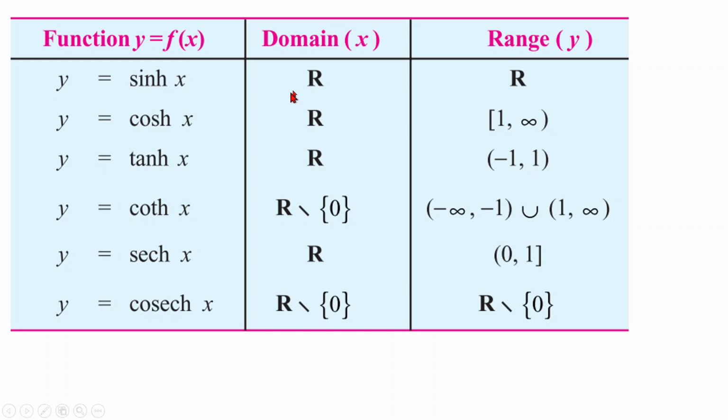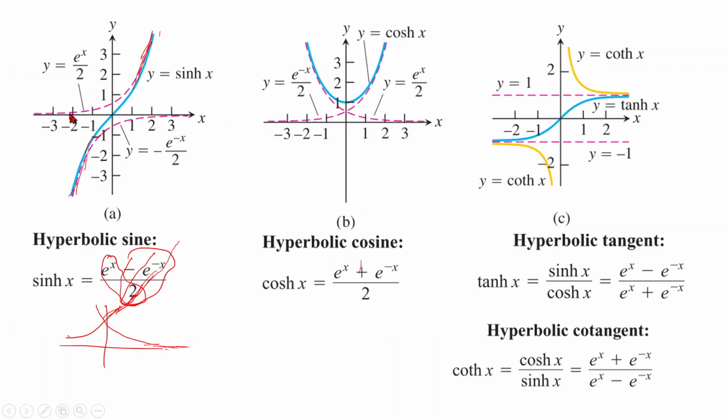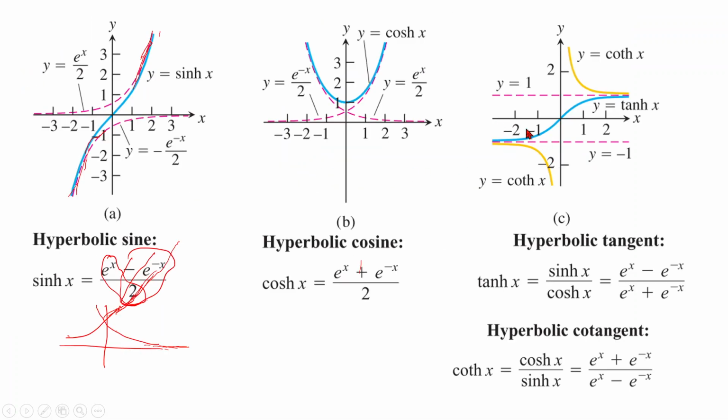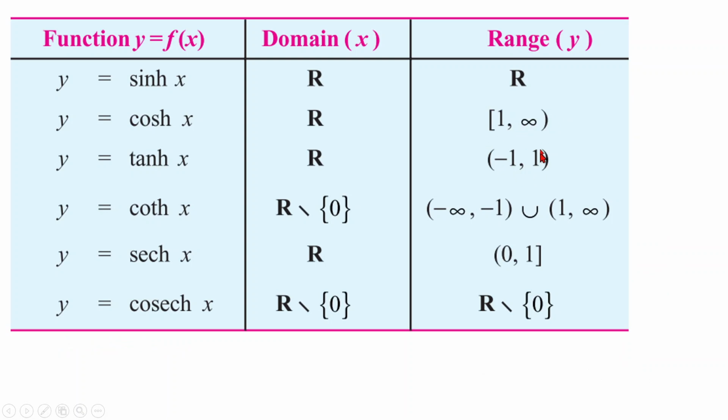Now the domain of sinh x is R to R. Agreed? Cosh x, what is the domain? Again R to R, but the range should be 1 to infinity. Tanh x, the domain on the x-axis is everything, but on the y-axis it is minus 1 to 1. It doesn't touch minus 1, it doesn't touch plus 1. That's why it is an open bracket.